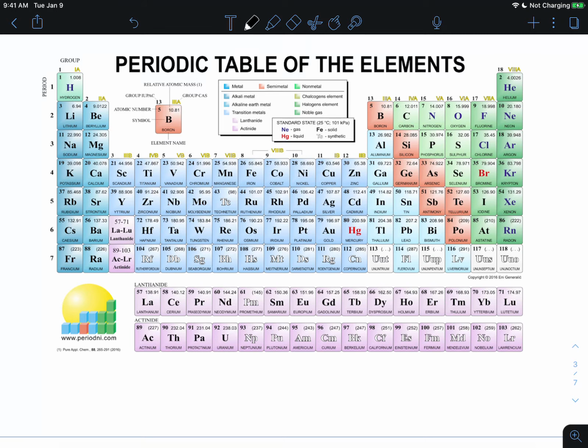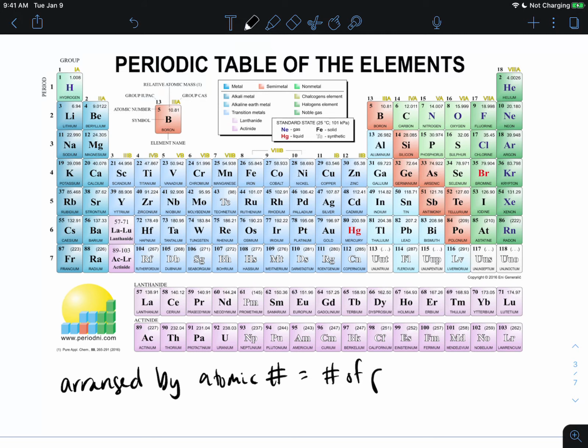So here is our periodic table, and it's going to be arranged by atomic number. And our atomic numbers go from 1 to 118. Our atomic number itself is the number of protons. And the number of protons determines what element we have. So if we have a specific number of protons, we're talking about a specific element. You change the number of protons, you're going to change the element that you have.